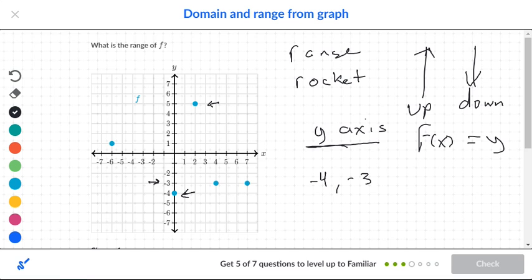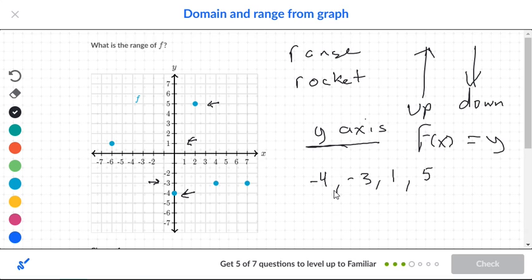Now right here at 1 we have a point. So at level 1 there's another point. And then at level 5 there's another point. Now even though there are 2 points here, we consider them just negative 3. So one negative 3 is enough to represent those 2 points.